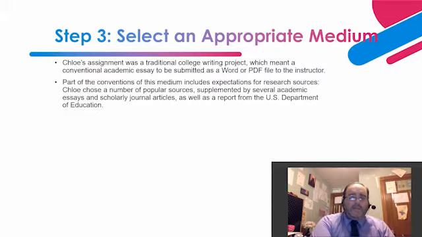However, the medium also shapes the project slightly. Part of the conventions of this medium includes expectations for research sources. So there was a requirement on this essay for the number of sources and what kinds of sources. Chloe chose a number of popular sources, supplemented by several academic essays and scholarly journal articles, as well as a report from the U.S. Department of Education. So she has a considerable amount of research going into this essay.